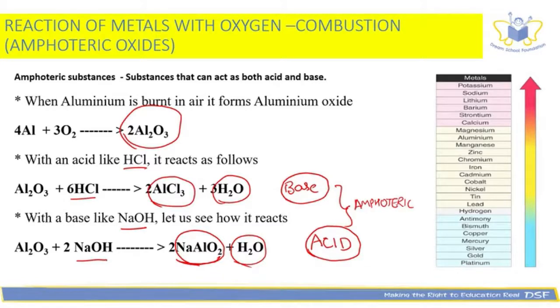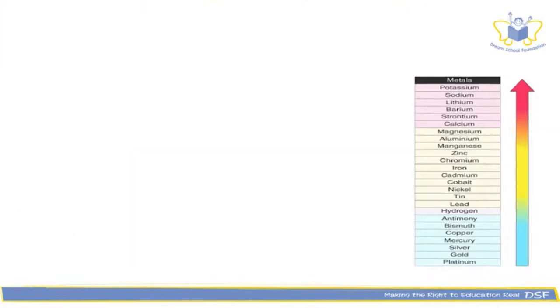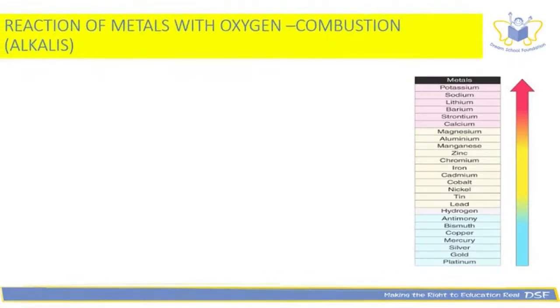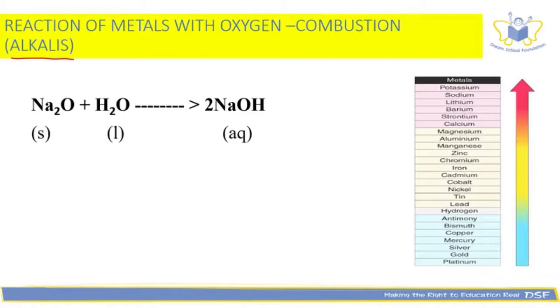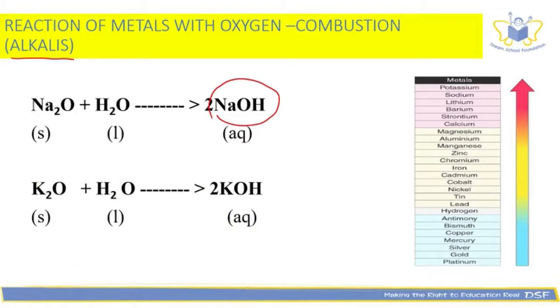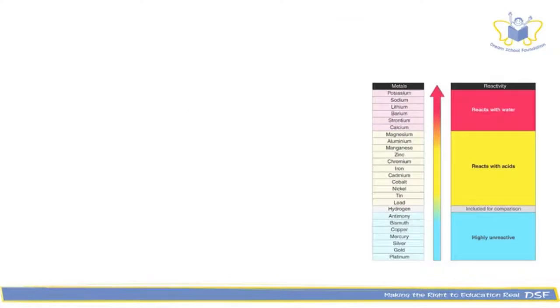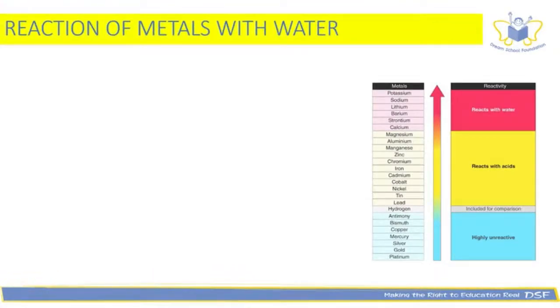The other example is zinc oxide. Both zinc oxide and aluminum oxide are amphoteric in nature. Most metal oxides are insoluble in water, but some dissolve in water to form alkalis. Examples are potassium oxide and sodium oxide, which dissolve in water to give you alkalis. Let us see the examples. So, sodium oxide dissolves in water to give you sodium hydroxide, and potassium oxide dissolves in water to give us potassium hydroxide. Now it's time to see how metals react with water.